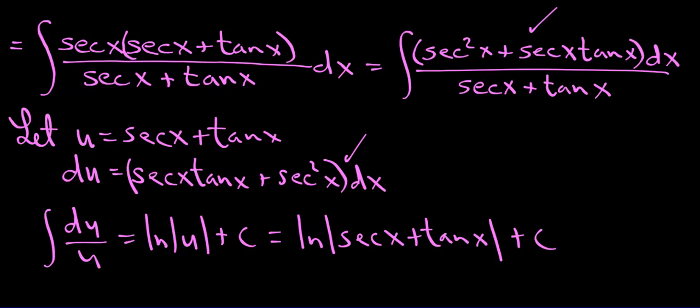So this is a good thing to put in your knowledge pot. The antiderivative of secant is the log of the absolute value of secant x plus tan x. And this is how you derive it. Okay? So it's a good thing to know.